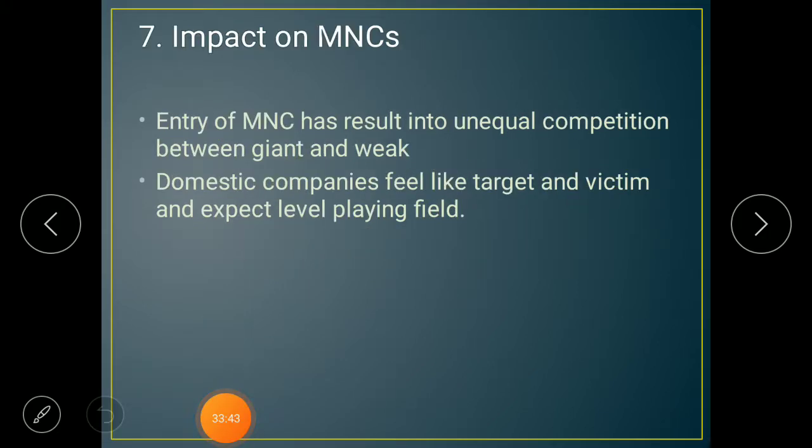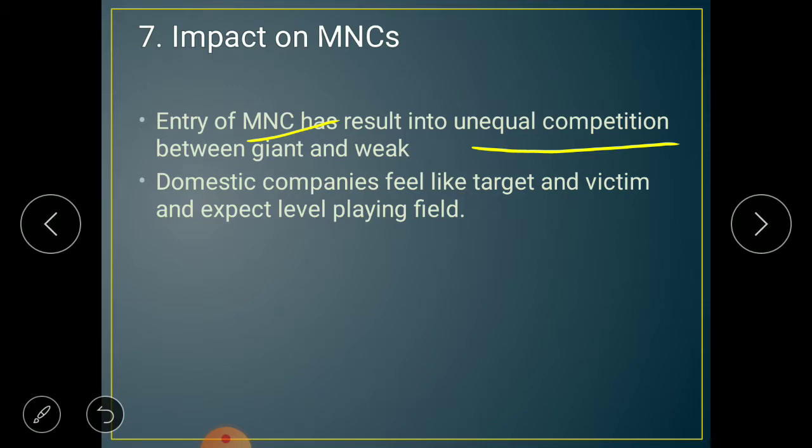Then impact on MNCs. I can say impact of MNCs. Entry of MNCs has resulted in unequal competition. Yes, definitely unequal competition between giant and weak. See, who are the giants? These MNCs are giants, and who are weak? Indian industries are weak. Why? Because we were operating in a protected market, a protected environment. We didn't grow. We were born weak and we remain weak only because of the government's protection.